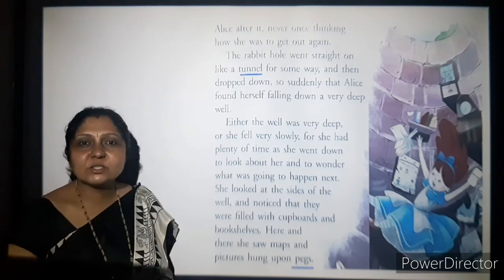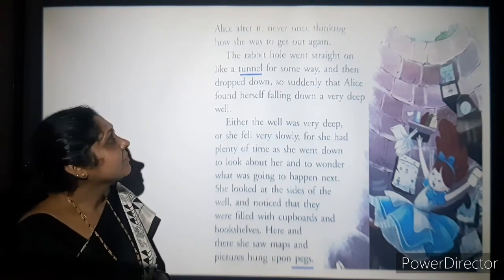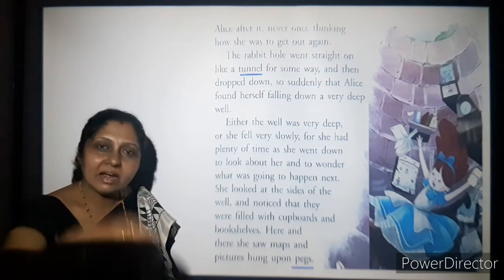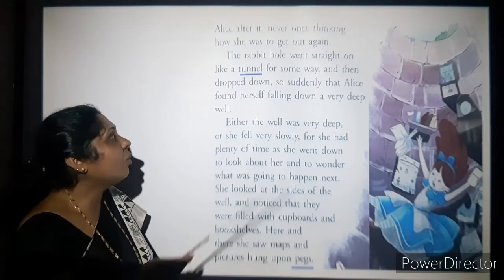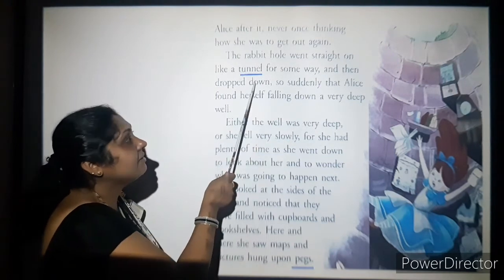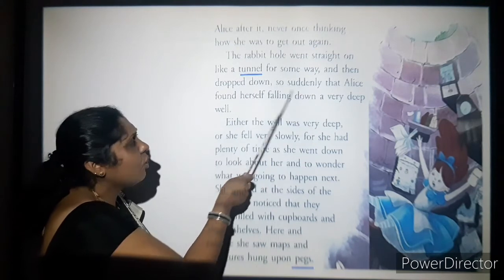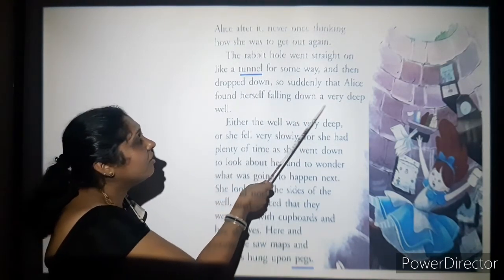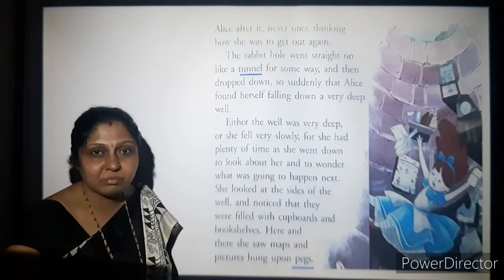Now what is Alice doing? She never thought of anything. She also went. Never once thinking. She was not afraid. She just followed the rabbit and she also went into that burrow, the rabbit hole. The rabbit hole went straight on like a tunnel for some way and then dropped down so suddenly that Alice found herself falling down a very deep well. So a burrow is always very deep.